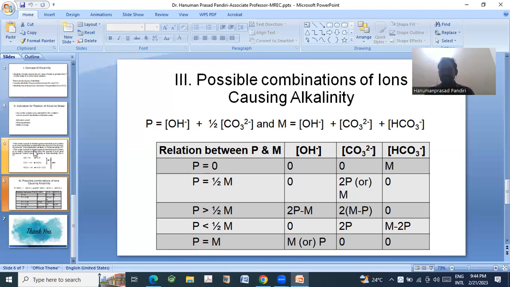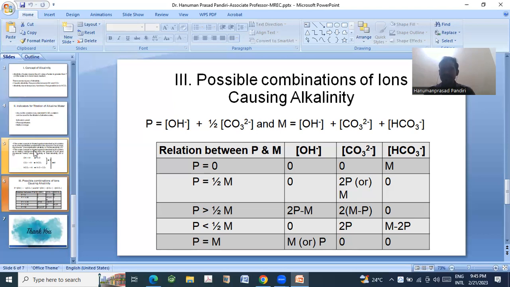Means if the given alkaline water sample contains only OH⁻ ion, then you will observe P equal to M. And the concentration of OH⁻ is either M or P. So as we discussed, these 5 relations: P equal to 0 is observed, and the only ion responsible for alkalinity of water is bicarbonate, and its concentration is M. And P equal to half M, here the only ion responsible for alkalinity of water is carbonate, and its concentration is either 2P or M.